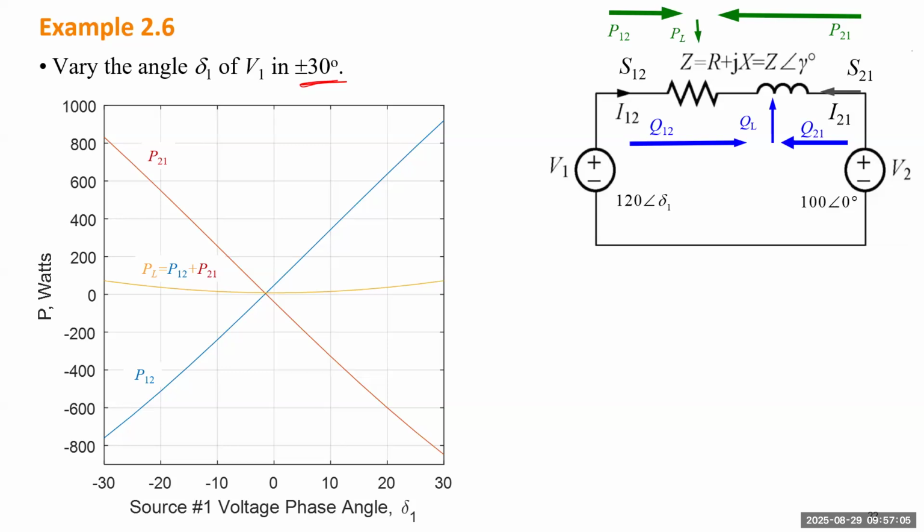And this line indicates the loss, how the loss changes. You see, it's almost flat, but at some middle point it has the lowest loss, when the two terminals have a similar angle.